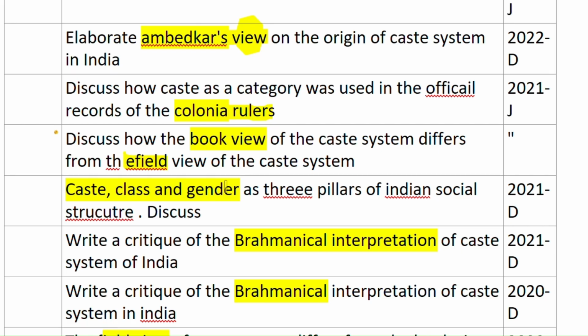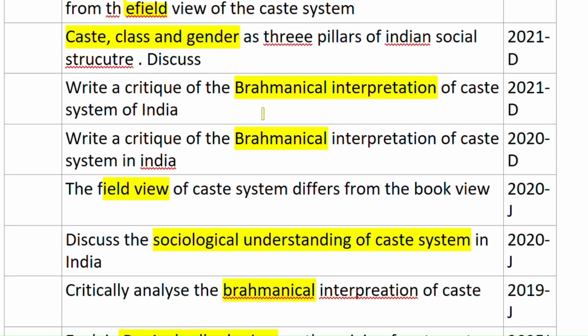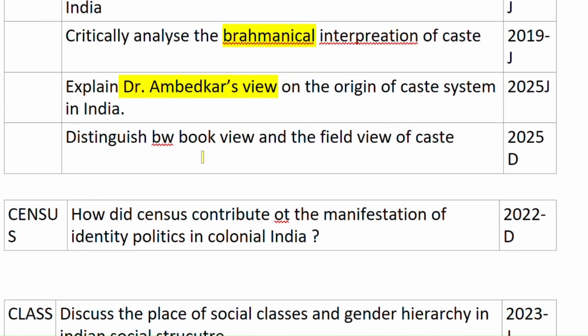Okay, the colonial perspective says this, Ambedkar says that. You can also quote those in this question. Again, another important perspective is the Brahmanical interpretation of caste. It has been asked consistently. In 2019 and 2020, the field view was asked again, and Dr. Ambedkar's view. In the 2025 December session, book view and field view were asked again. In the 2025 June session, it was on Ambedkar's view.